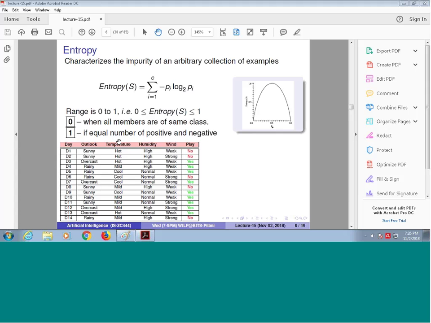Now my simple question is, can you tell me what is the probability of yes? How many classes do we have? Two classes, yes or no, because this is what the classification is, whether you are going to play or not. How many classes? Two classes. Alright. So for every class I have to find out the probability.